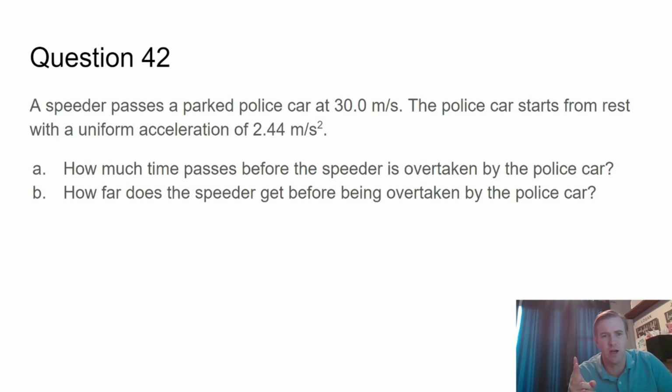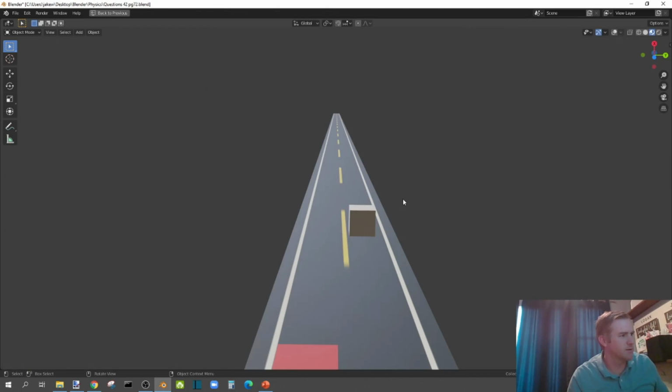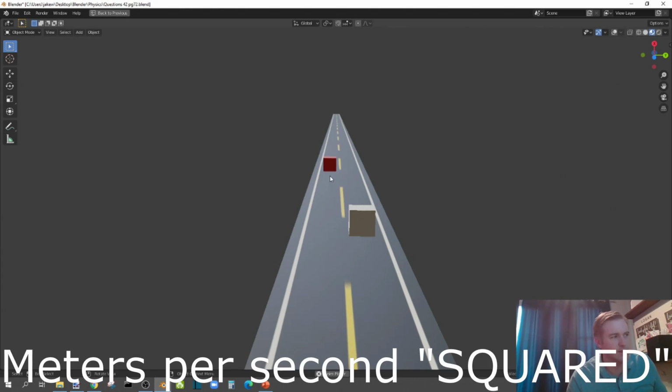We have our initial velocity, and then we have an acceleration, but I think you're getting a little confused on how we should apply that acceleration. Let me show you this, and then it'll make more sense. I put together a little animation here, giving you an idea of what's going on. Let me start it so you can see. The speeder in the red car passes the police car. As it passes, the police car takes off and starts accelerating at a uniform acceleration of 2.44 meters per second squared.